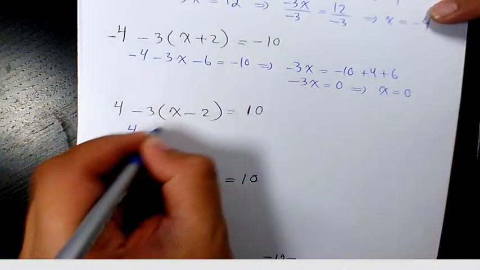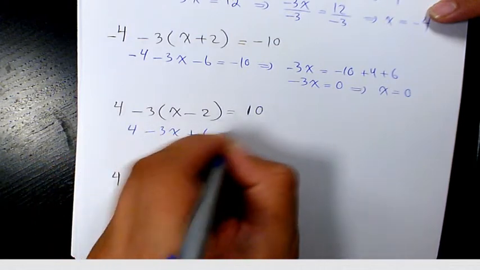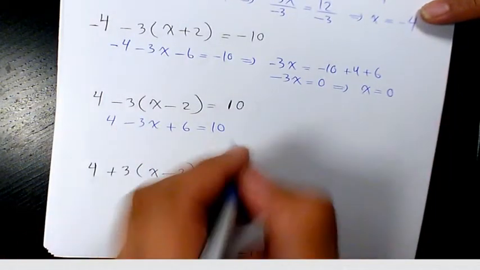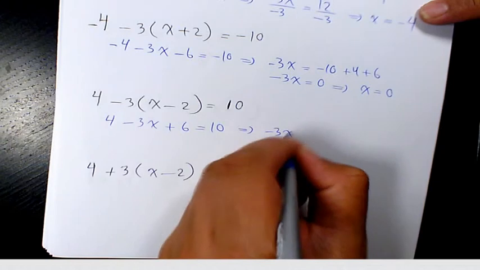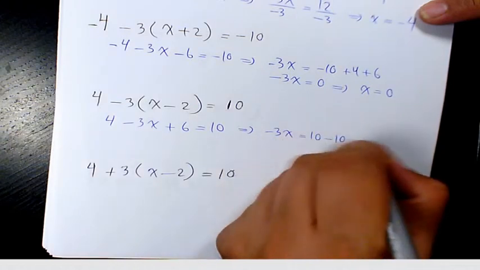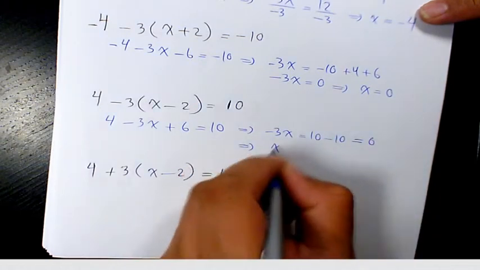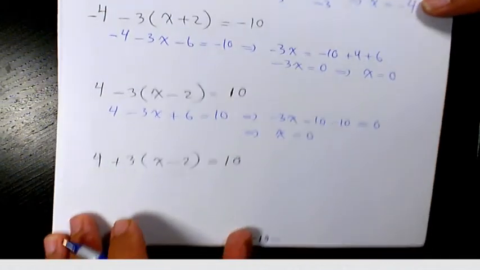4 minus 3x plus 6 equals 10. 4 plus 6 is 10, so we can say negative 3x equals 10 minus 10, which is 0. So x will be 0 divided by negative 3, which is 0.